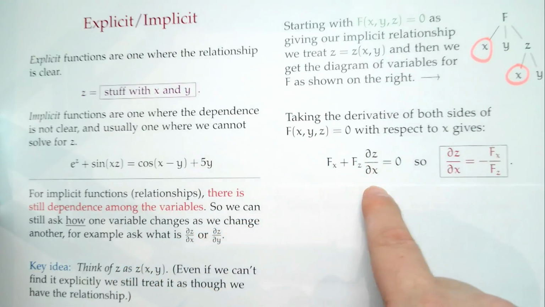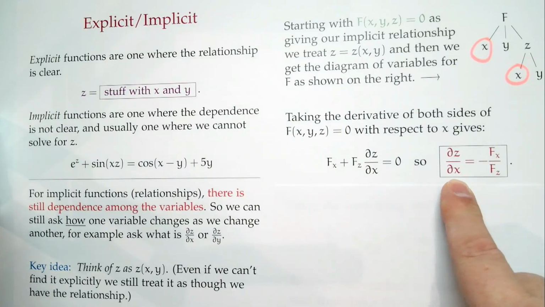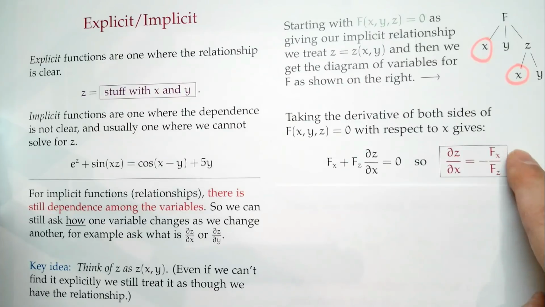Derivative of the right-hand side. What's the derivative of 0 with respect to x? It's 0, because it's not changing. If it doesn't change, your derivative is 0. All right, so you get f sub x plus f sub z partial z partial x is 0. Well, rearranging, I can now say that the way that z changes with respect to x is minus f sub x over f sub z.